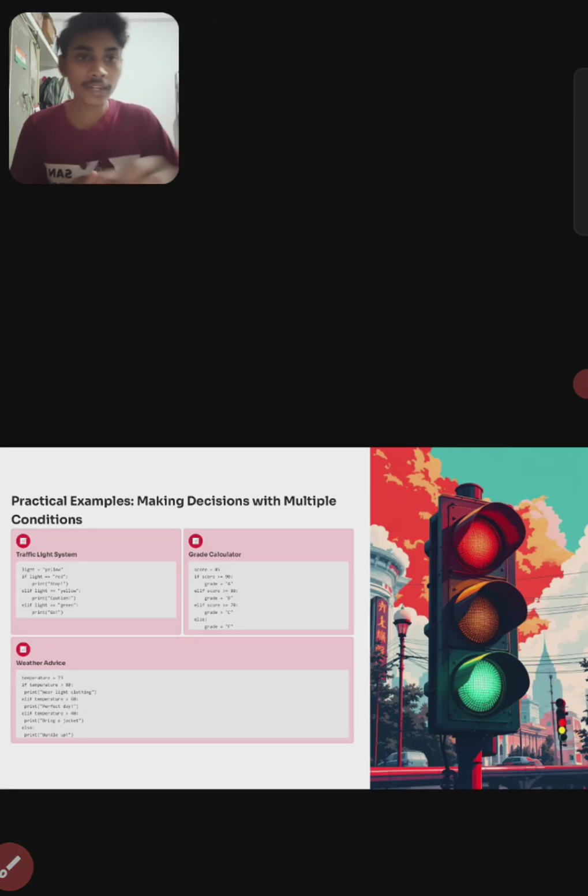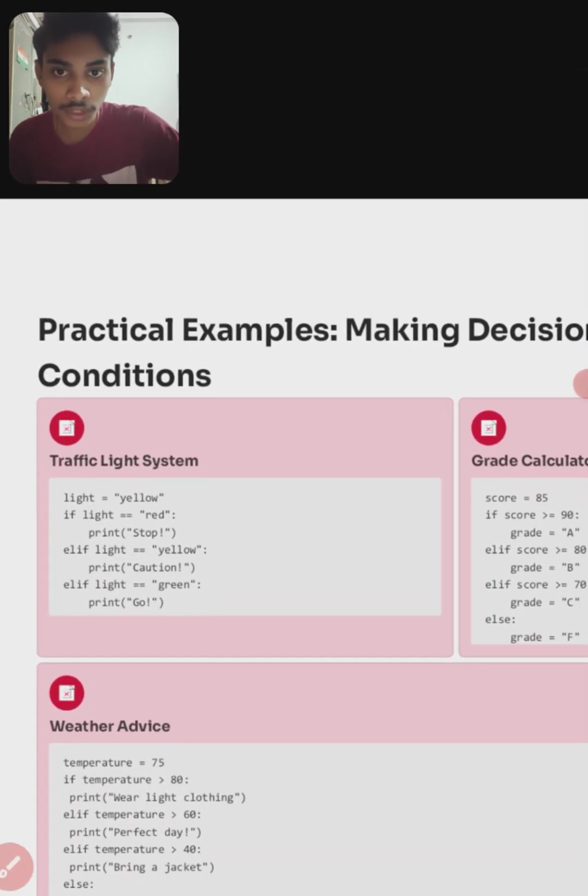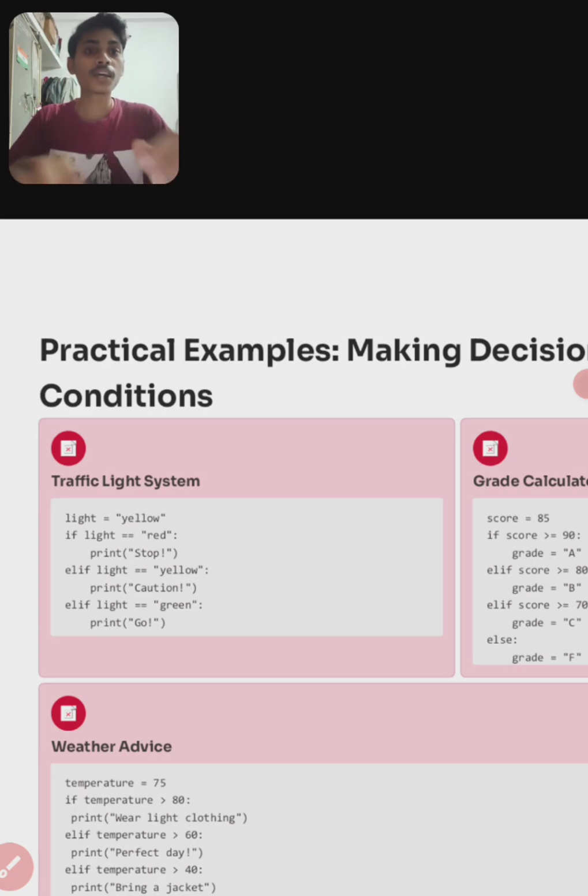Okay, so practical examples: decisions with ELIF conditions. First is the traffic light example. Let's take a real life example, the traffic light system. What we have done here is, if the light is red, it prints stop. If it's yellow, it prints caution, and if it's green, it prints go. This shows how ELIF helps us handle multiple conditions clearly and efficiently.